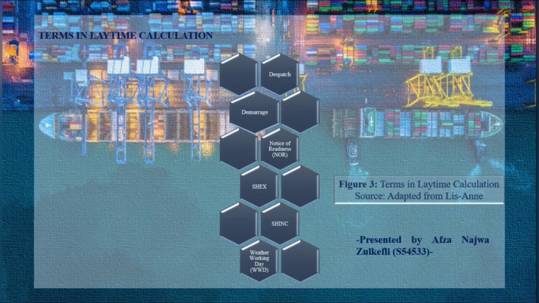In the lay time calculation, there are certain terms that we need to understand, such as dispatch. Dispatch is payable to the charterer. If the charterer requires the use of the vessel for less time than the lay time allowed, the charter party may require the ship owner to pay dispatch for the time saved. Demurrage. What is demurrage? Demurrage is payable to the ship owner. If the charterer requires the use of the vessel for more time than the time allowed, as agreed in the charter party, the charterer is to pay demurrage to the ship owner.